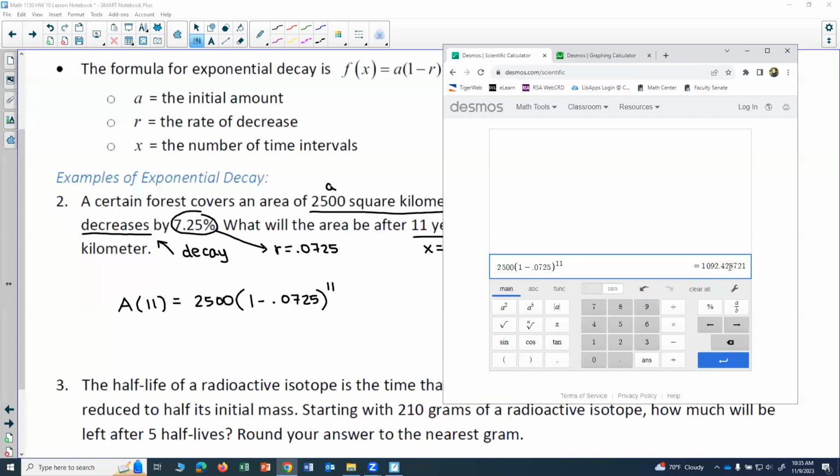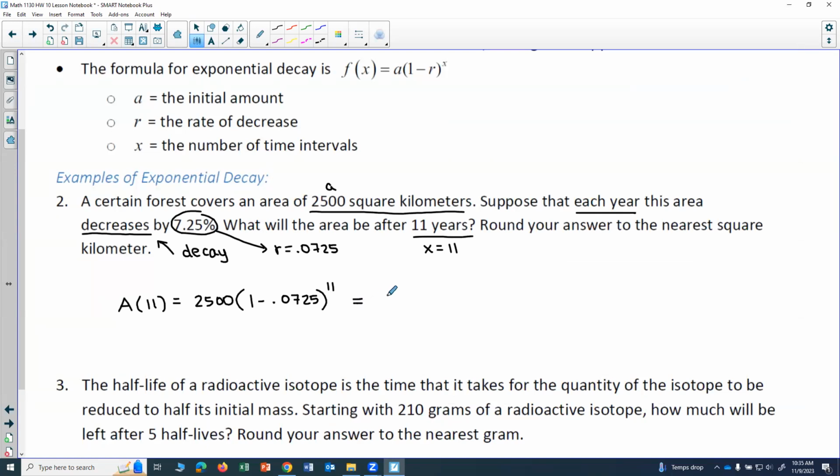It says round to the nearest whole square kilometer. So because the digit after the decimal point is a 4, I would leave the 2 as it is. So I would have 1,092. So I get 1,092 square kilometers.